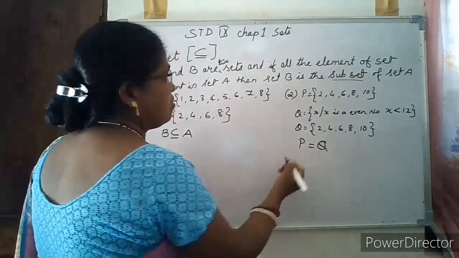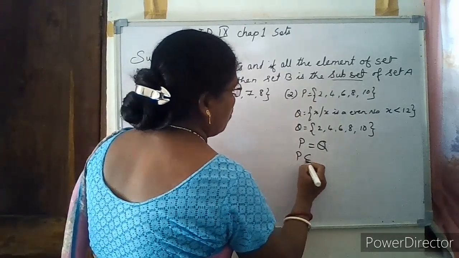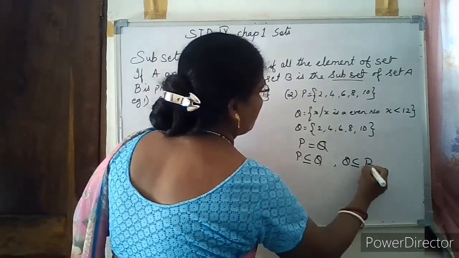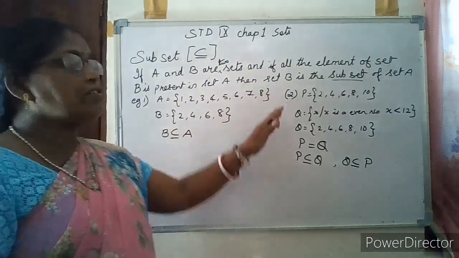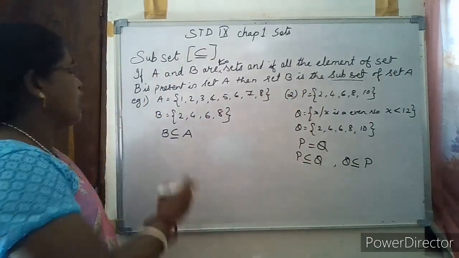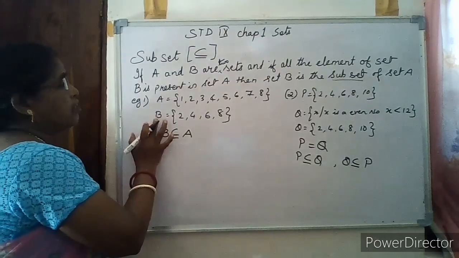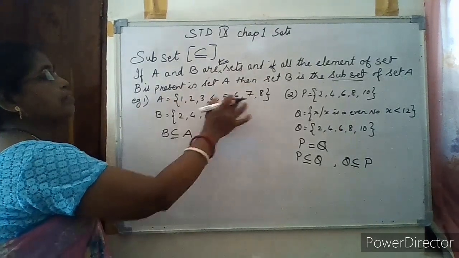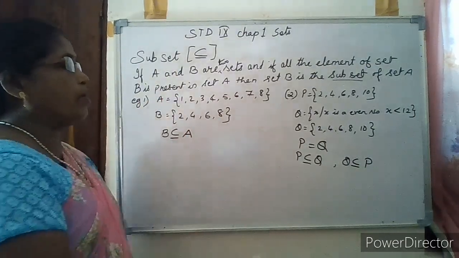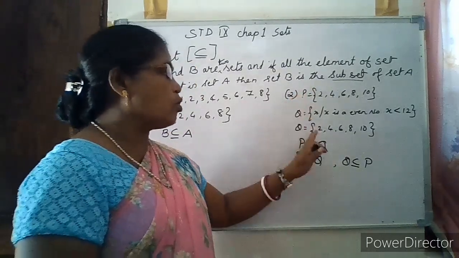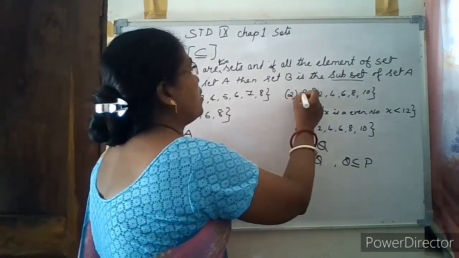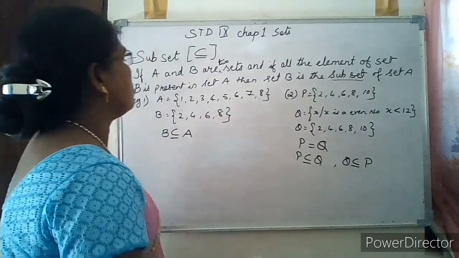In this case, I can say that P is a subset of Q, and Q is also a subset of P. So for equal sets, both sets will be subsets of each other. In the first example, all the elements of set B are present in set A, so B is a subset of A, but A is not a subset of B. Here sets P and Q are both equal sets, therefore P is a subset of Q and Q is a subset of P. This is the second example.